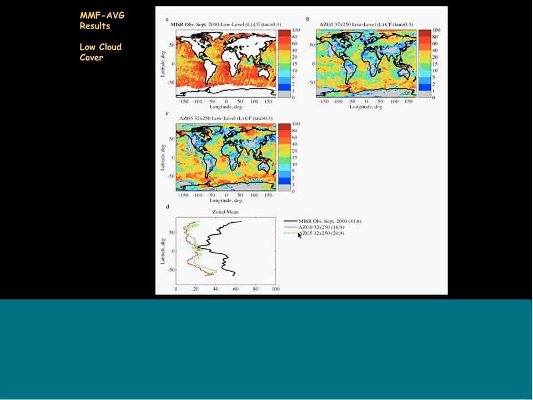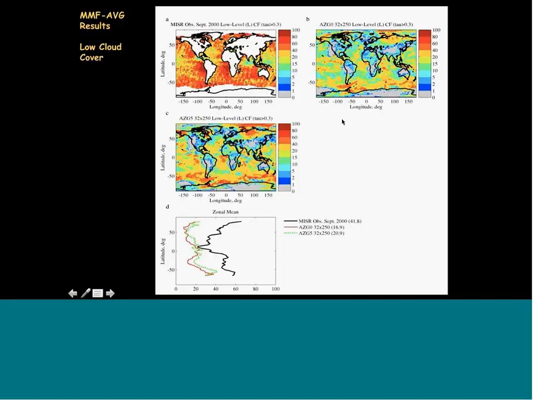So what happens when we put this into the MMF? In this figure, I show the global low cloud cover. Again, the upper left here are the MISR observations, this for September 2000, and here two simulations. The one listed AZG0 is basically the MMF model run here with 250-meter horizontal grid spacing and 52 vertical layers, which gives about 100-meter grid spacing in the boundary layer.